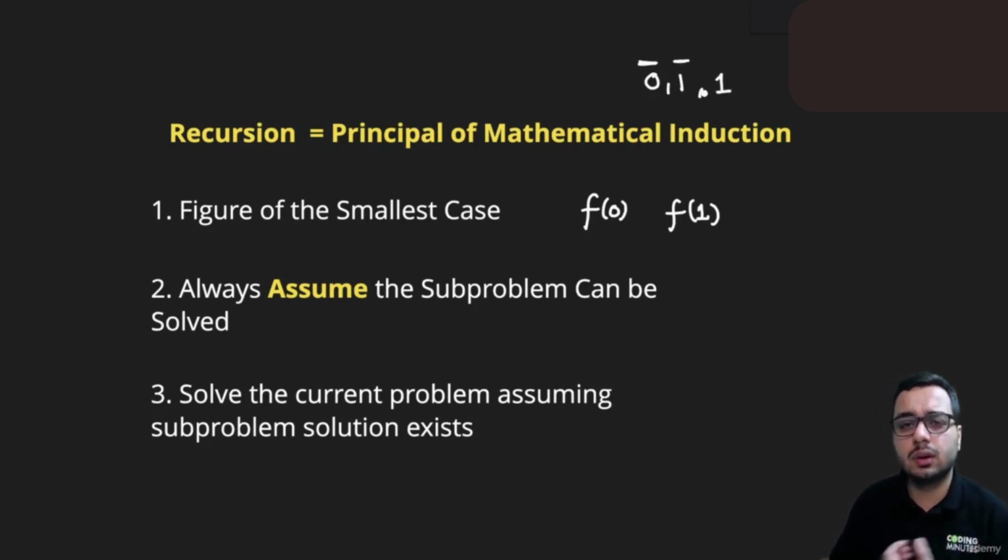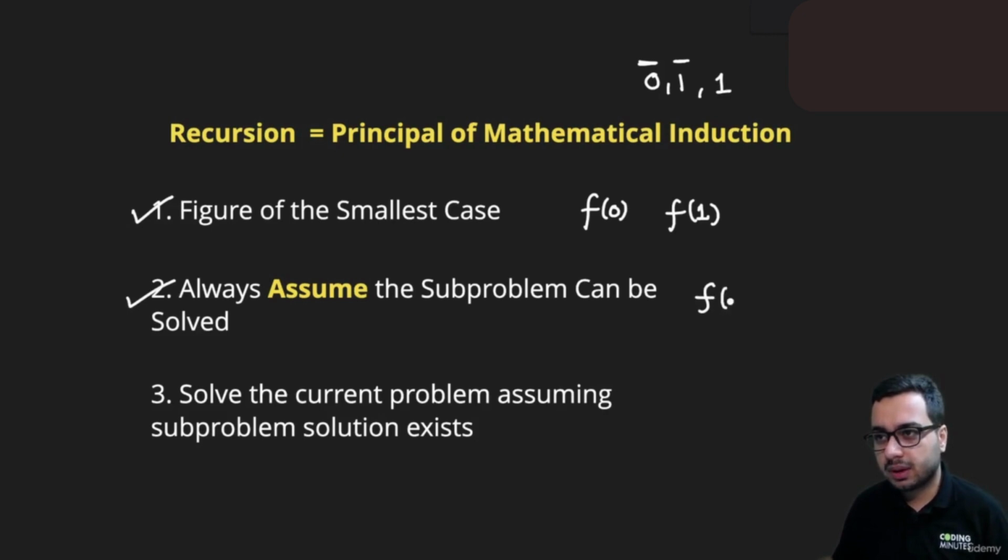So this we will look at later on as well. First step is always figure out the smallest case. Then when you're writing code for the recursion, one assumption that you always need to take is, suppose you're breaking down your problem f of n into maybe two sub problems, f of, let's say, n by 3 and maybe f of 2n by 3.